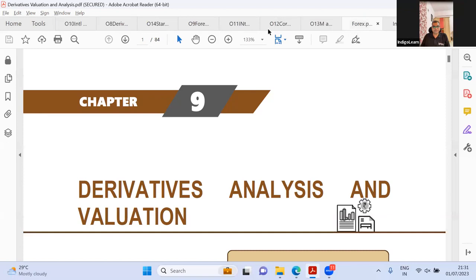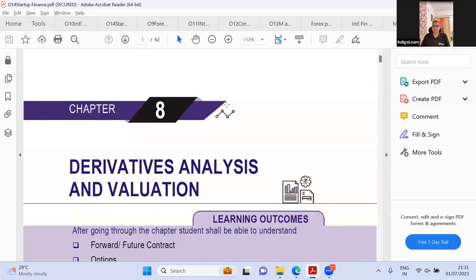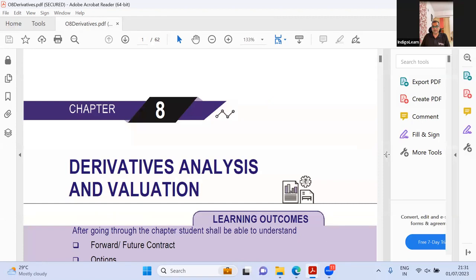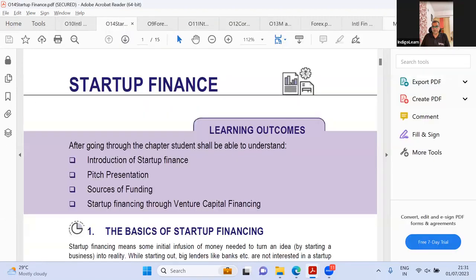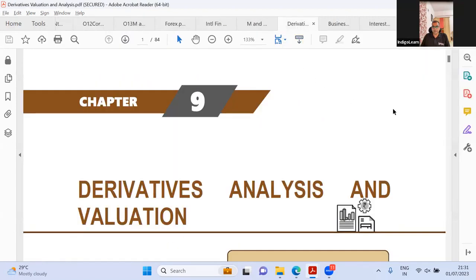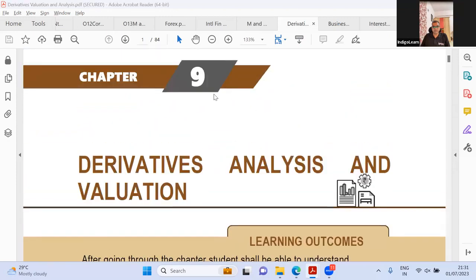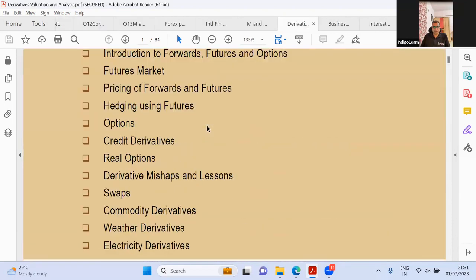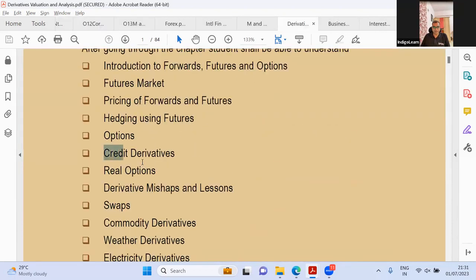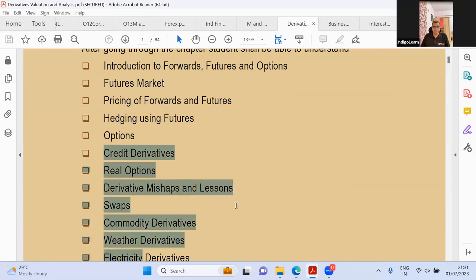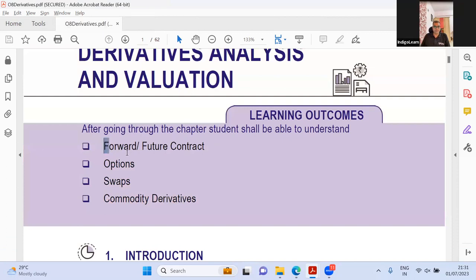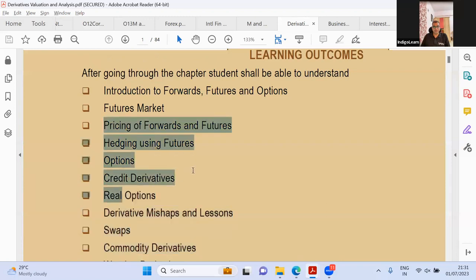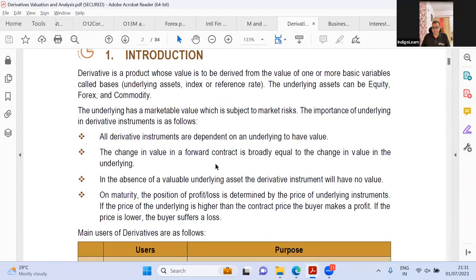What is chapter 8? Chapter 8 is derivatives. This is an interesting chapter. Let us see what have they done. What have they done here? Derivatives. Let us see. Derivatives is 84 pages in the new syllabus, 62. Oh, 20 pages. That's interesting. Let us see what have they added. They have added, according to me, credit derivatives, real options, derivative mishaps and lessons, commodity, weather, and electricity derivatives. So here you just had some 4 bullet points: forwards, options, swaps, and commodity. Now they have gone slightly deeper. So let us see what all is there.